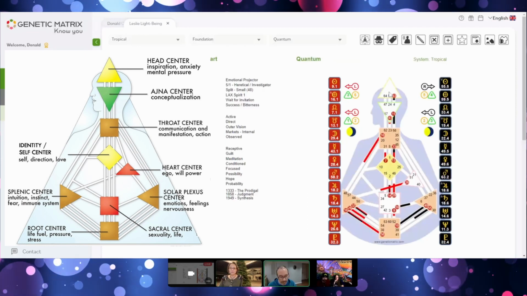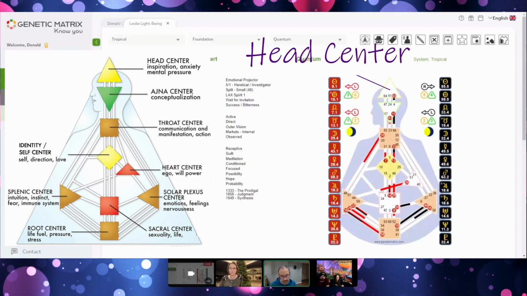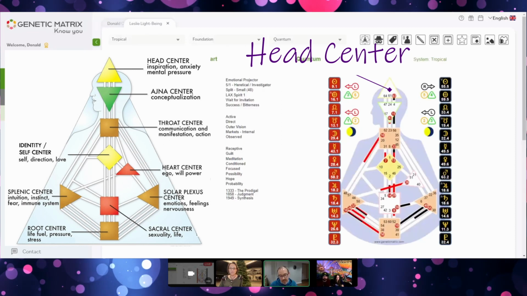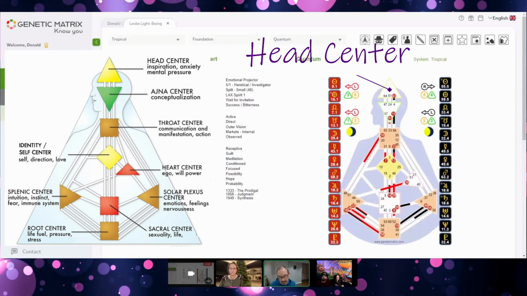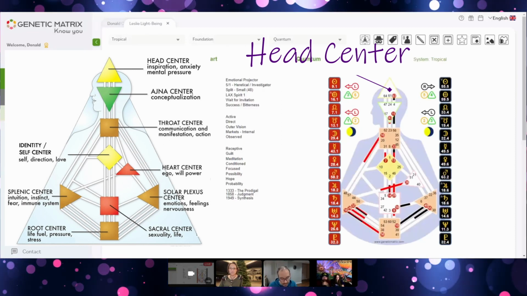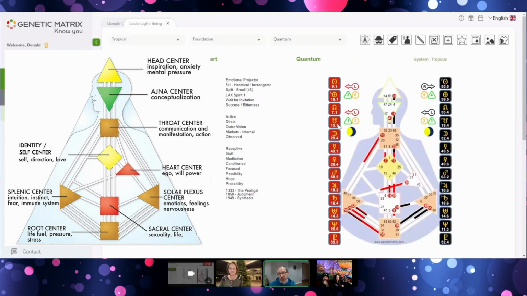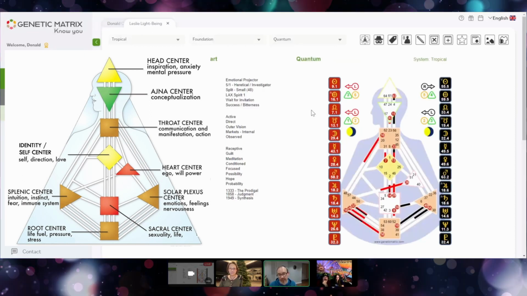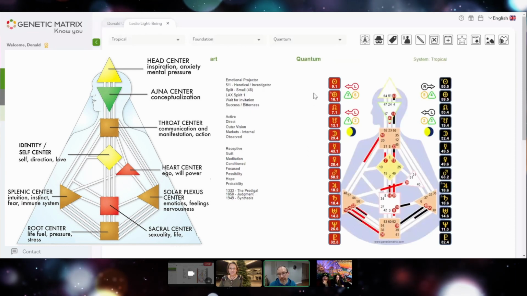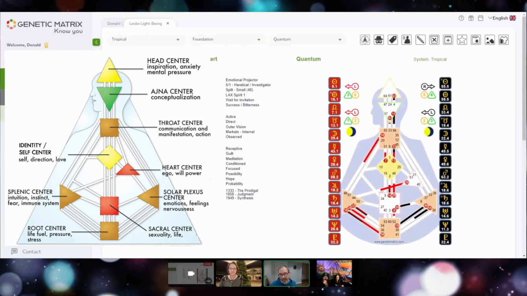So you have an open head. This is your inspiration. So this is a pressure to think about problems that don't necessarily matter to your own life. So this is like other people's problems or issues. They sit in your head and you just need to wait for that to clear.